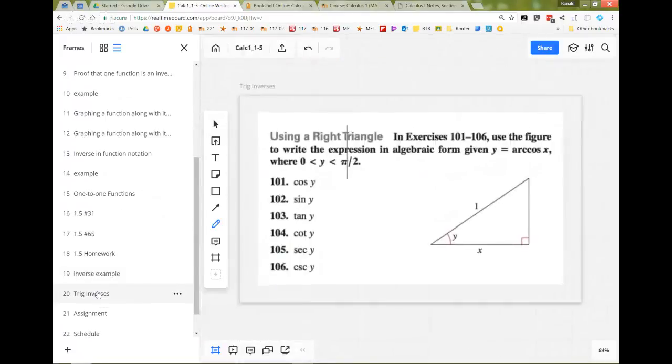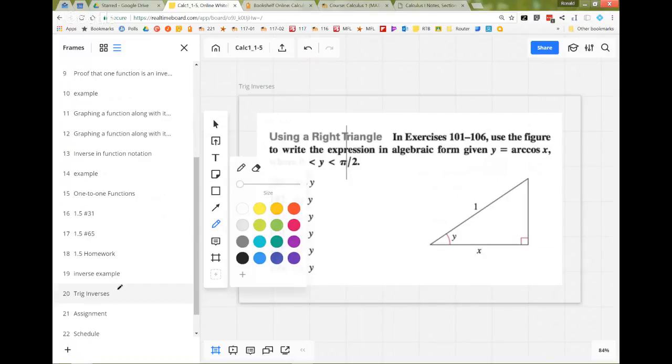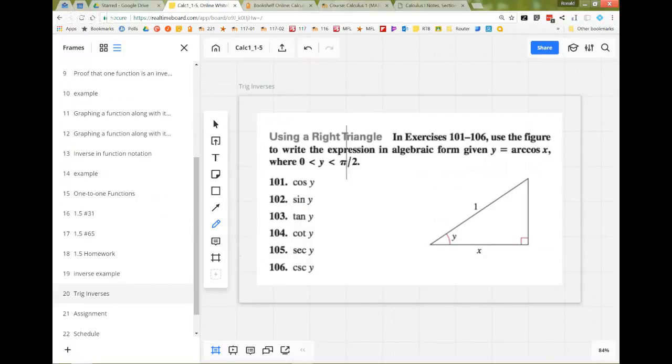Okay, now we need to talk a little bit about trig inverses, trigonometry inverses. So here's the 101 through 106 section. First of all, it says at the top, use the figure to write the expression in algebraic form given y equals the arc cosine of x, and y is between 0 and pi over 2. So here's angle y.